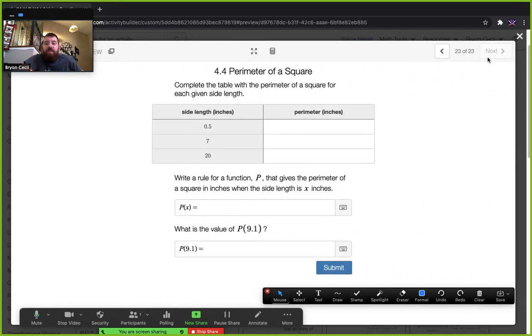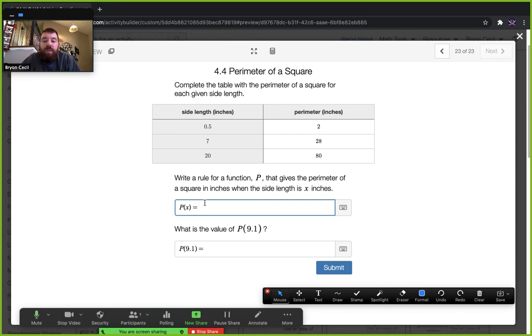And then complete the table with the perimeter of a square. And so, guys, with a square, we know that they all add up the same, right? So if 0.5 is the side of one, then it has to be the side of the other. So if I do my perimeter, a half plus a half gives me a whole, plus another half, and another half will give me 2 wholes. Okay. What about 7? We're going to take 7 times 4, which is going to give me 28. And then if it is a 20, okay, 20 times 4, or 20 plus 20 plus 20 plus 20, so 20 times 4 is going to give me 80.